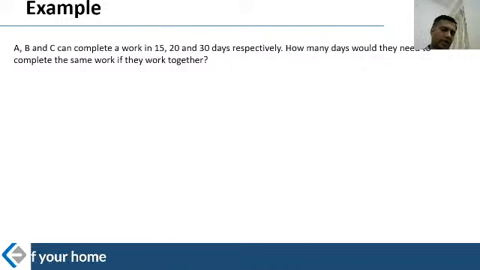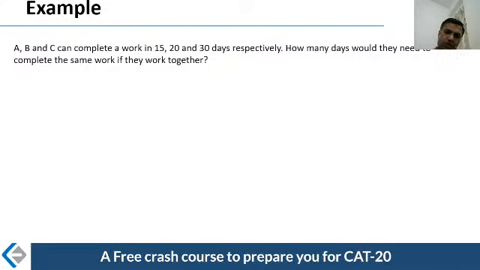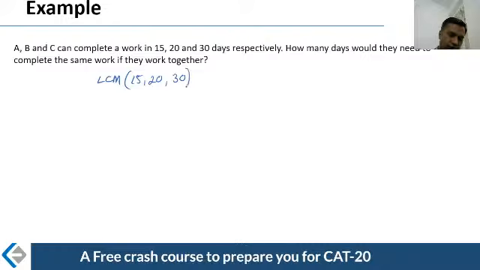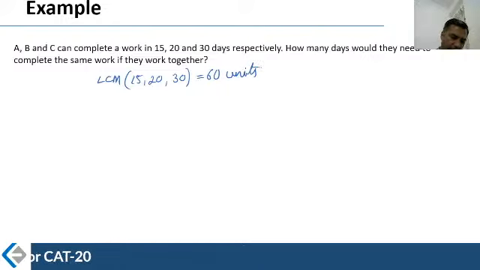Okay, how much time do they need to complete the work together? There are three individuals, very similar to what you are working out. Get the LCM of the numbers. To start with, get the LCM of the given time duration, that is 15, 20, and 30, which becomes 60 units.